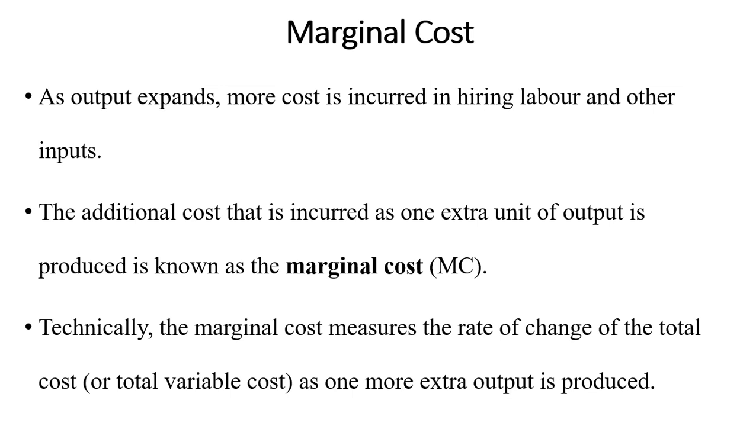So the slope of a total cost curve is simply the slope of a tangent to the curve. If you draw a line to touch the total cost curve just at a point, and you find the slope of that straight line touching the total cost curve, then that will give you the marginal cost at that level of output.